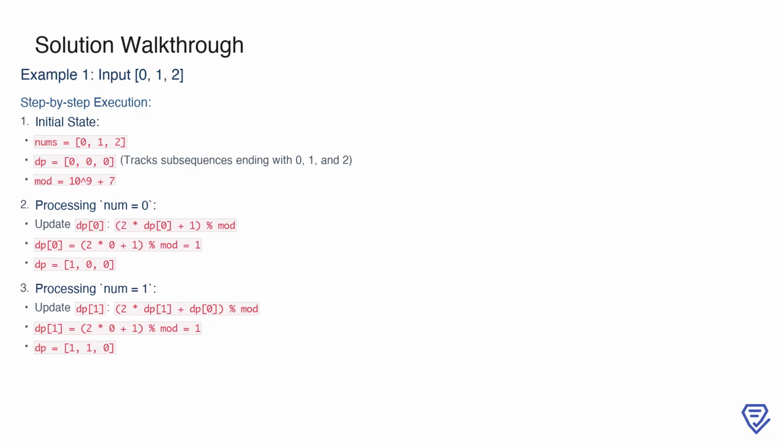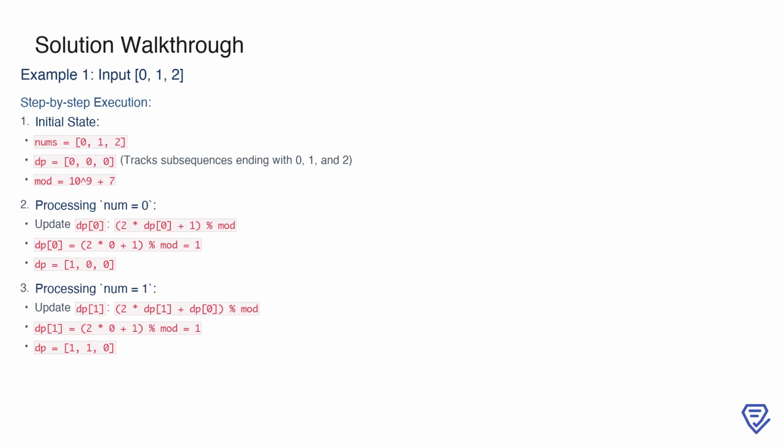To begin, let's look at the first example where the input array is 0, 1, 2. Initially, we set up our variables. Nums holds the input, dp is an array initialized to 0, 0, 0, to keep track of subsequences ending with 0, 1, and 2 respectively, and mod is set to 10 to the power of 9 plus 7 to ensure results stay within range.